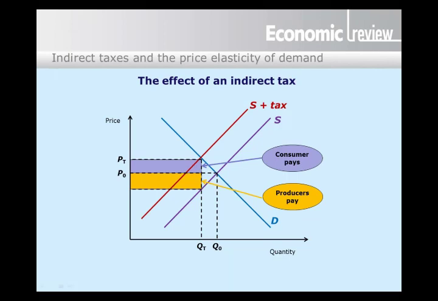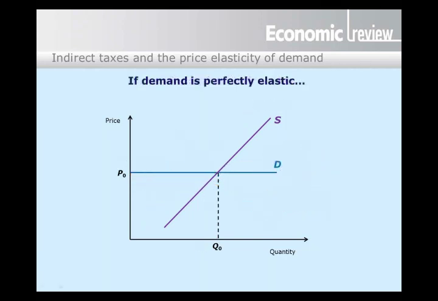Now, how does the elasticity of demand affect this position? Let's suppose first of all that demand is perfectly elastic. Demand curve is horizontal. Consumers will buy whatever is supplied of a product at the price P0. So, suppose we impose a tax in this market. Again, the supply curve shifts upwards, and in this case, the quantity traded falls to Qt.